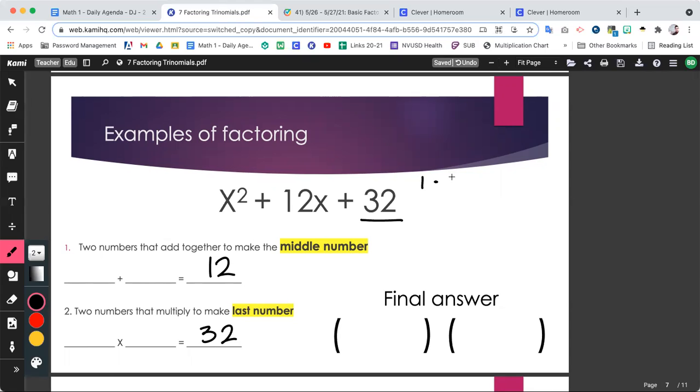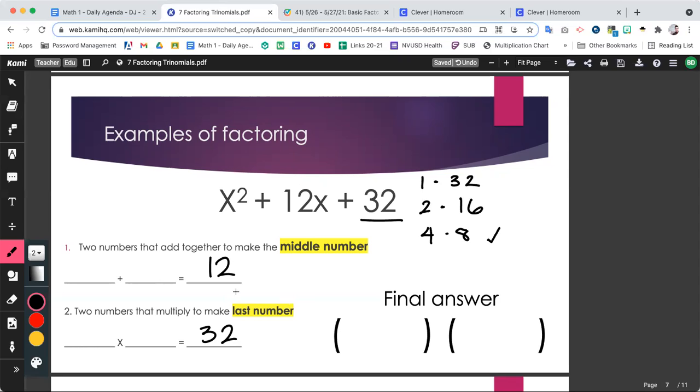1 and 32, 2 and 16, very good. What else do we got? 4 and 8. Okay, is there anything else? No, it's pretty good. Okay, now look at our options. Okay, pretty clear, right? 1 and 32, that's going to add up to 33. That's not going to work. 2 and 16, that's going to make 18. That's not going to work. What's 4 plus 8? Exactly what we wanted.